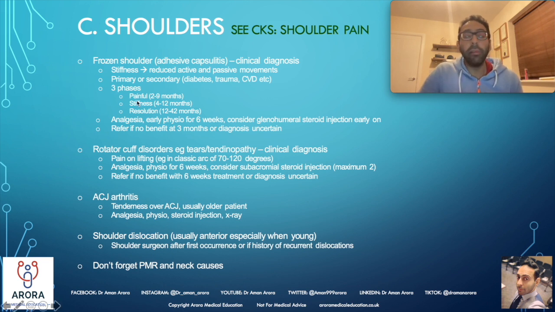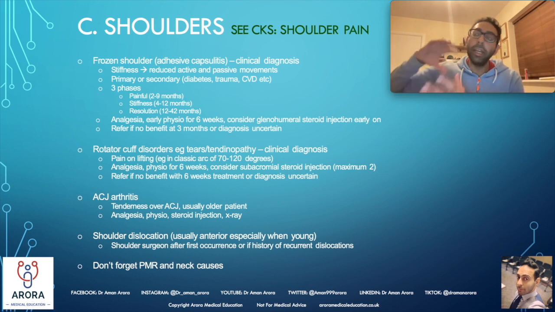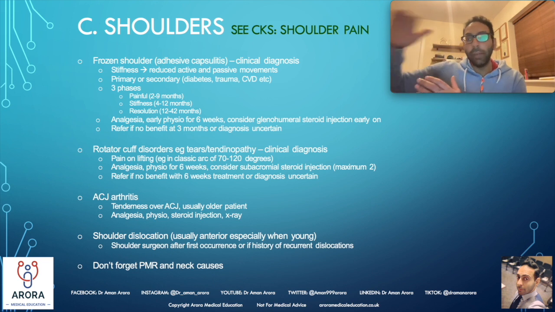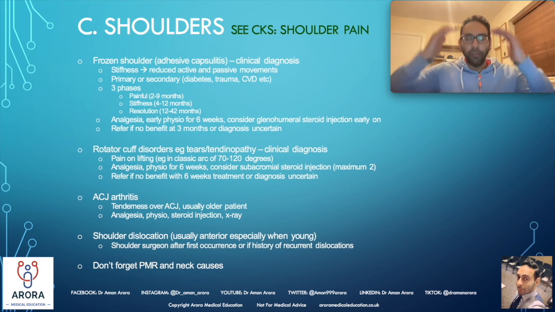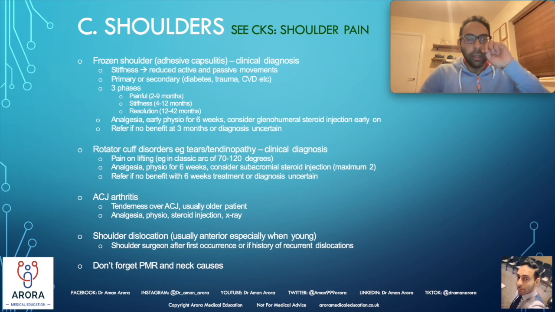Primary or secondary causes, like we mentioned, so it could be idiopathic, but it could be secondary to things like diabetes, trauma, cardiovascular disease. So if you get shoulder pain, and in a question they're putting lots of other medical conditions, frozen shoulder should be higher up there because they're already slightly more at risk than somebody who doesn't have all these things.